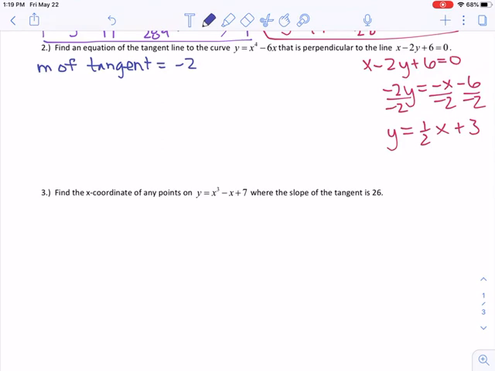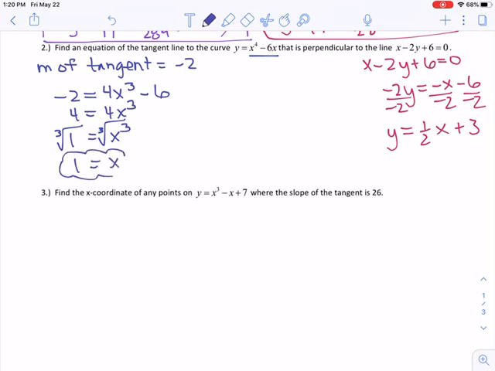I know the slope. I need a point. Where is this going to happen? So to do that, let's go ahead and find the derivative and set the derivative equal to negative 2 and see which x my equation is going to have. So I'm going to have negative 2 is equal to, I'm going to take the derivative of my x to the fourth minus 6x, which is going to be a 4x to the third minus 6. And that's going to give me a 4 equals 4x to the third. x to the third is equal to 1. Take the cube root of both sides. And I'm going to get that my x-coordinate is going to be a 1.